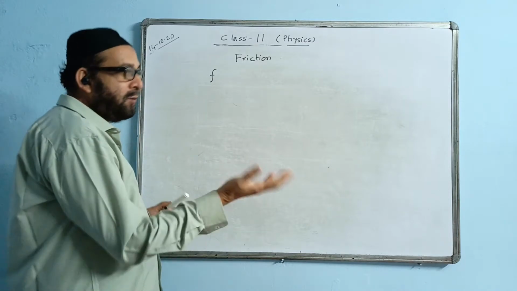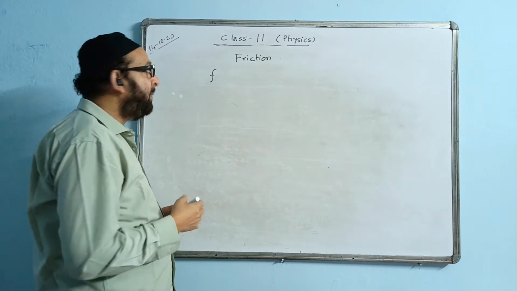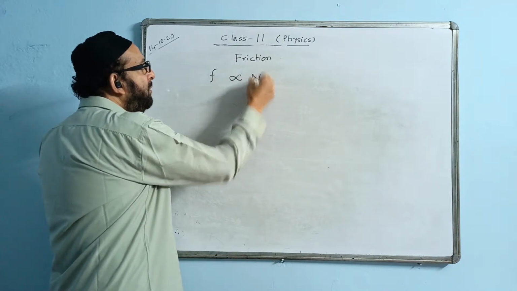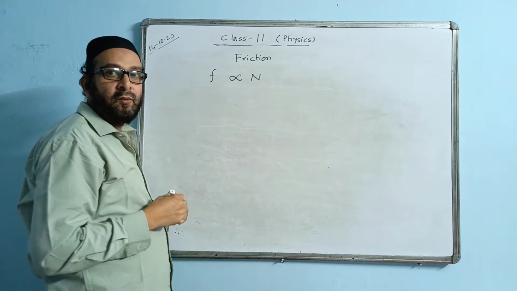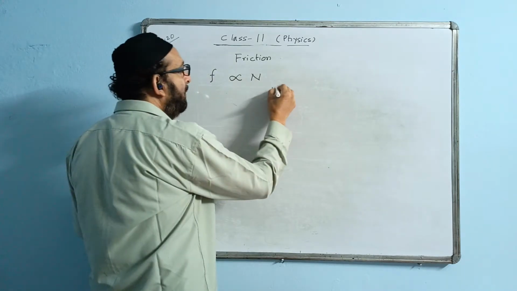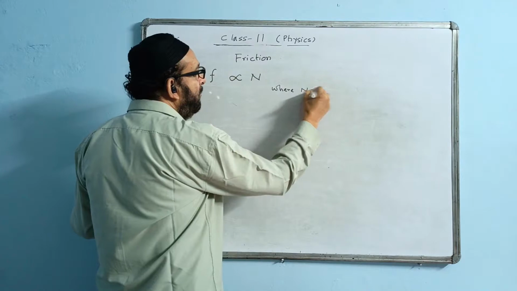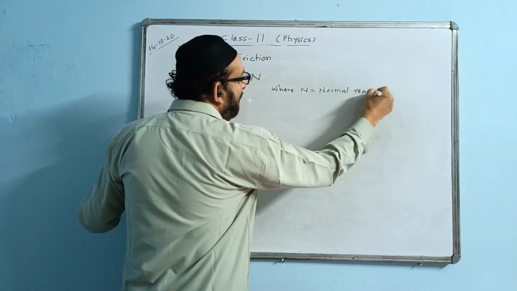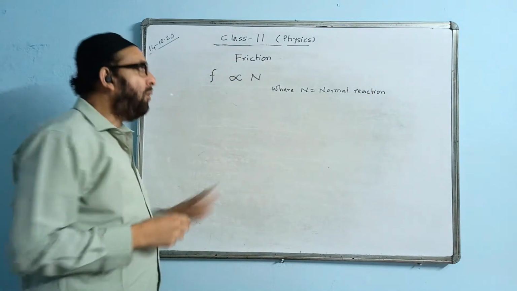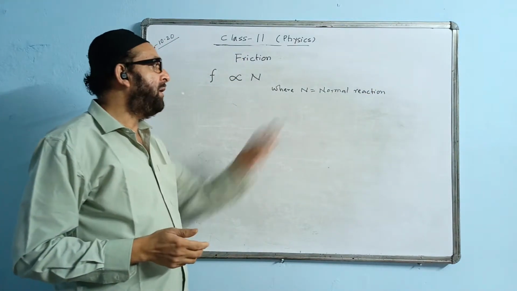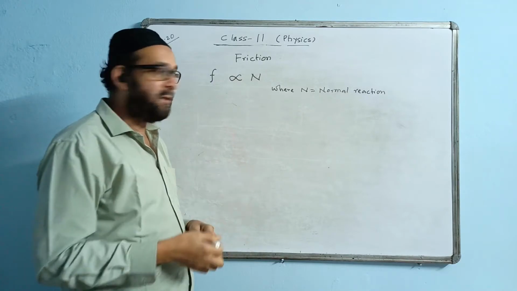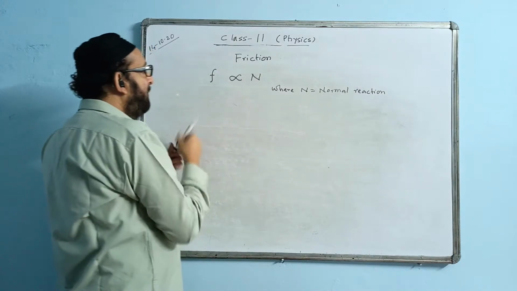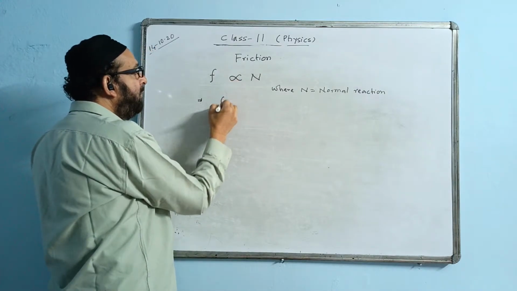Friction depends upon the nature of the surface, and it is found to be directly proportional to the normal reaction. F is proportional to N, where N is the normal reaction. What is normal reaction? Normal means perpendicular. That reaction comes from the surface. I will discuss normal reaction a little later. First let us make an equation here.